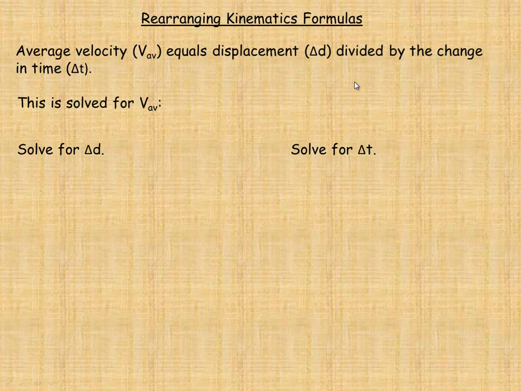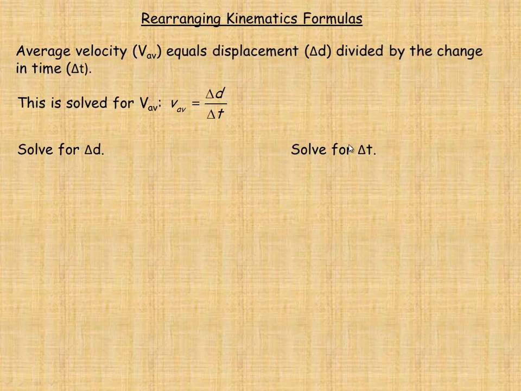In this video, we'll take a look at rearranging a fairly common kinematics formula. And this formula is the one that relates average velocity to displacement and the change in time. And so the way that you normally see this formula is average velocity is the displacement divided by the change in time.